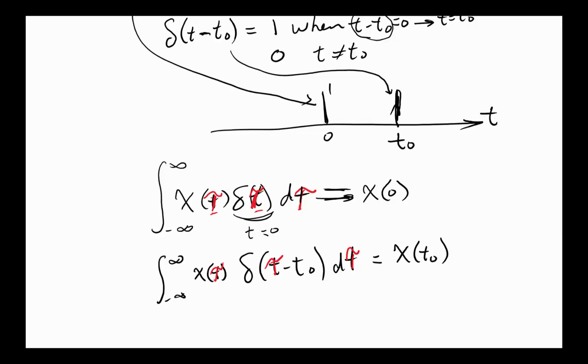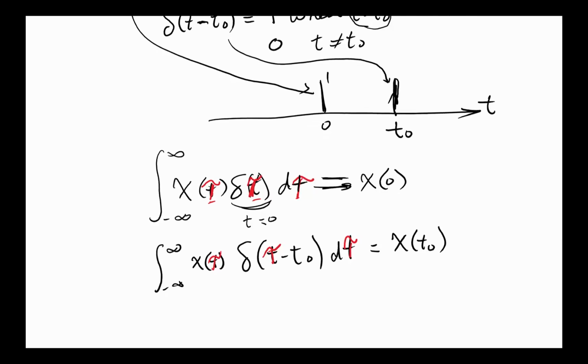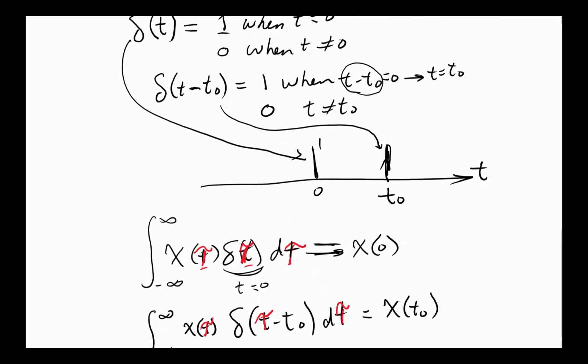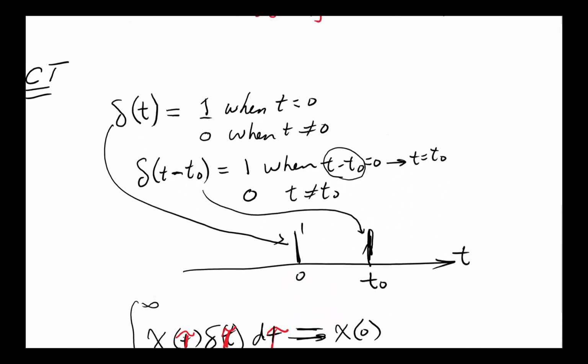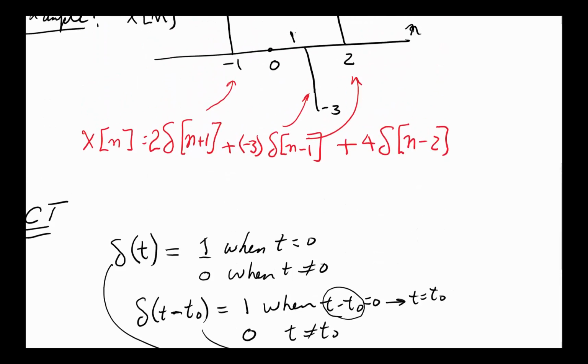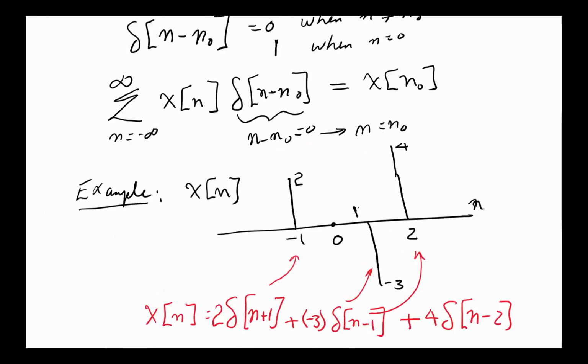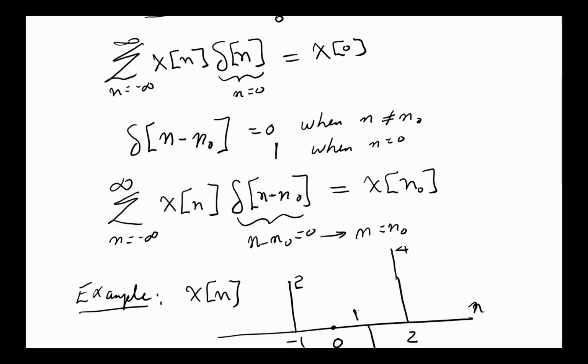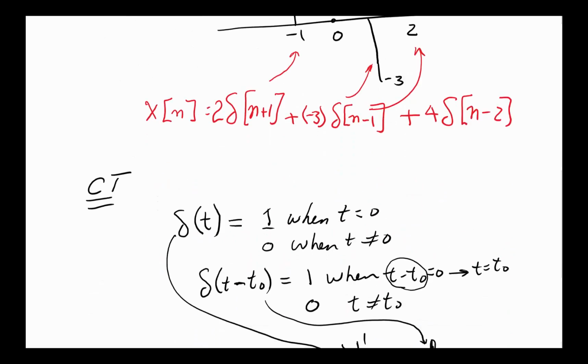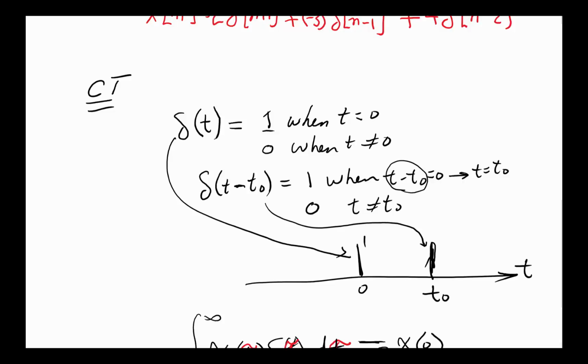Okay, so that brings us to the end of this. It's just another function that gives us more flexibility in what we're representing. So we've talked about delta n for the discrete case, and then delta t for the continuous case. Both of these are called the unit impulse function, or in many cases just simply the impulse function.